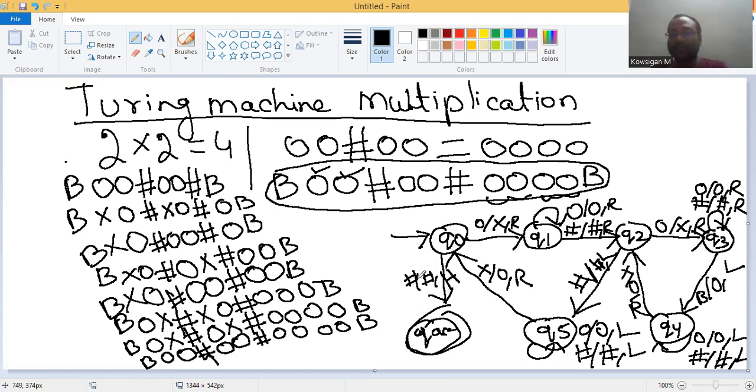Okay. So this is how the multiplication operation can be performed in the Turing machine. In this lecture, we have seen how to draw the transition diagram for the multiplication operation in Turing machine.